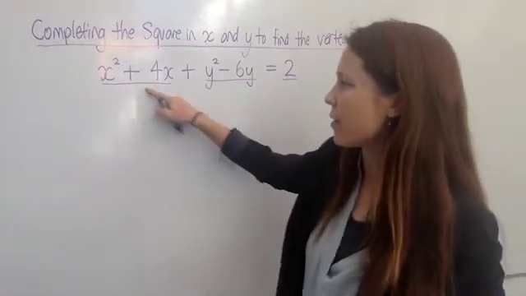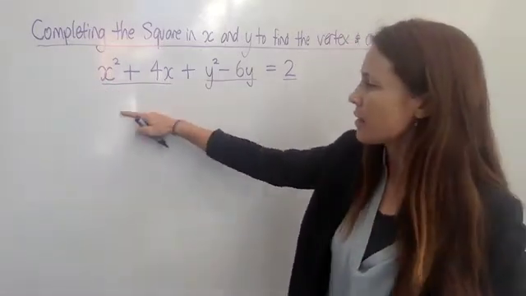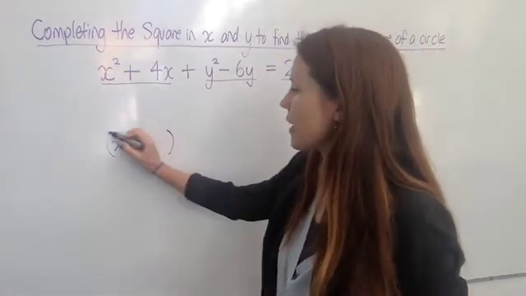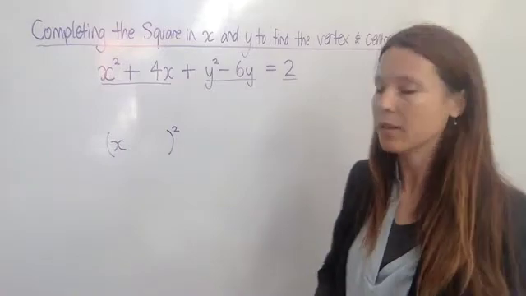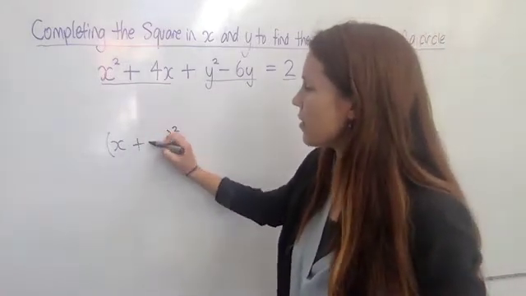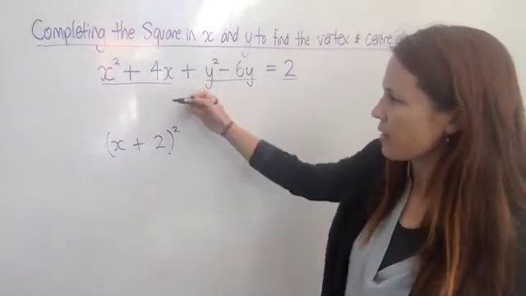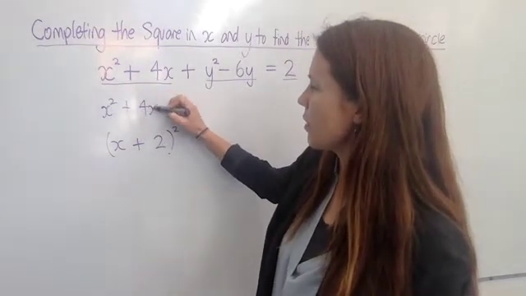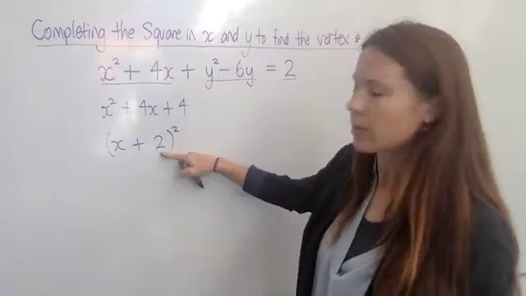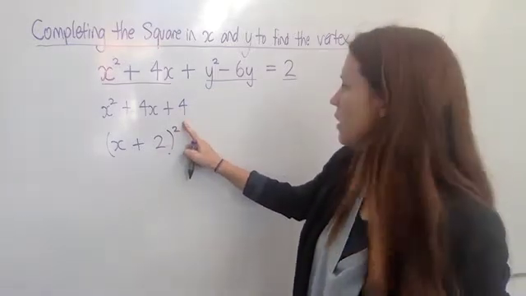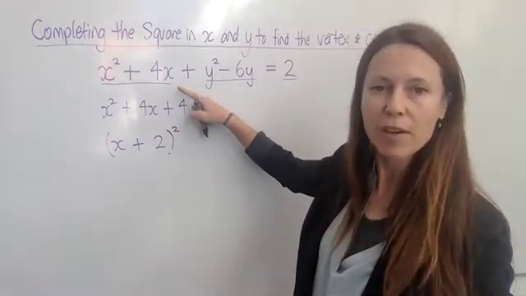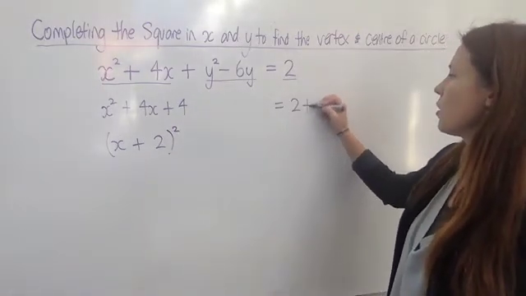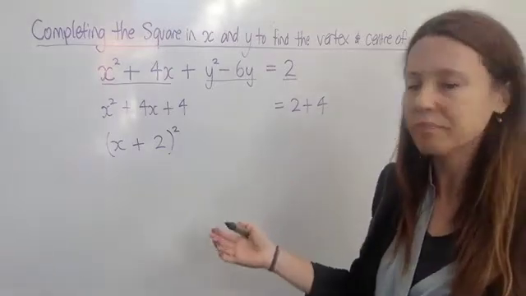Next, I want to think about my terms in x. I like to skip a line and think about what I'm looking for here. What I'm looking for is an x plus something, squared. So I know that what I'm going to need here is a 2. And when I expand this back out, I'm going to get x squared plus 4x. But I'm also going to get 4 because that 2 squared gives me 4. Now, I didn't have a 4 in my question, so if I've added 4 to this side, I'm going to need to add 4 on this side to balance things up.